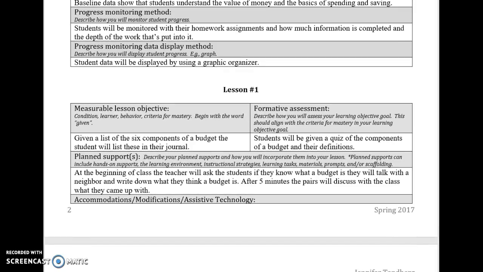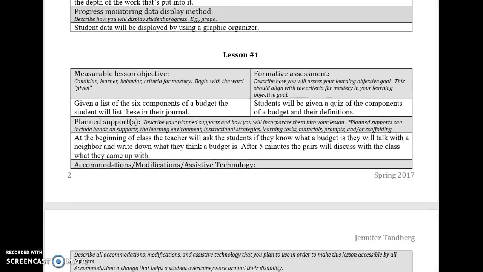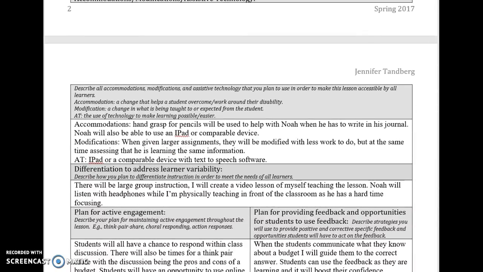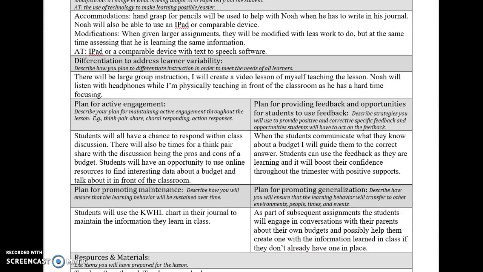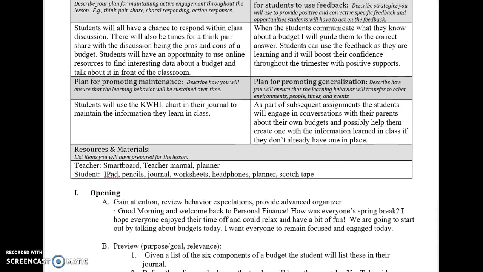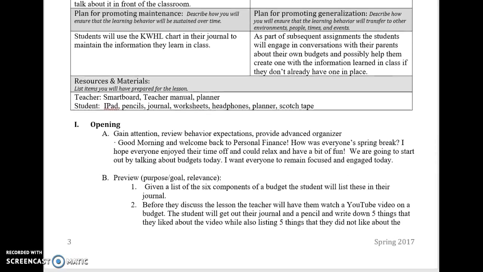So lesson 1 is going to be, given a list of the 6 components of a budget, the student will list these in their journal. Formative, they'll be given a quiz of the components. And we have the plan supports. There's accommodations, modifications, and assistive technology for one student in the class that will be talked about, differentiation, feedback, and then we'll skip ahead to the lesson here.